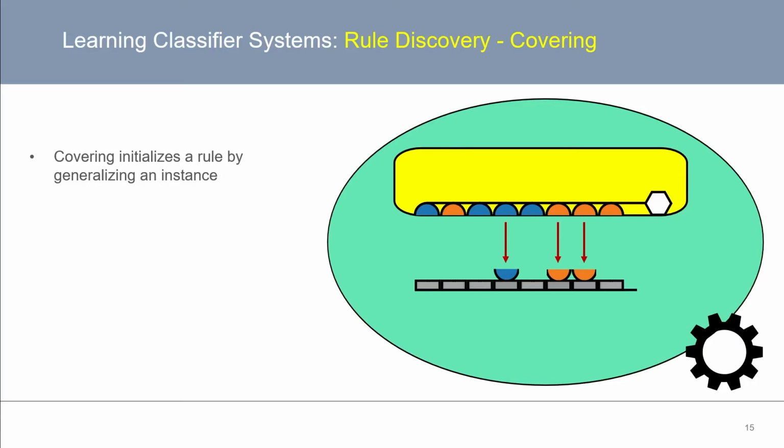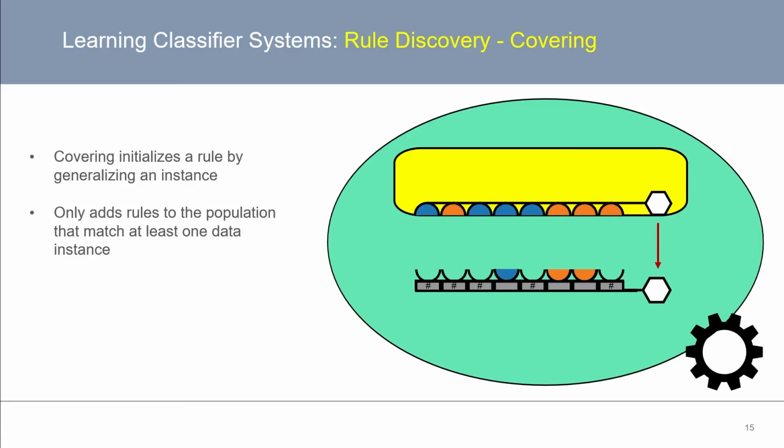If these features were quantitative instead of binary, LCSs can instead specify a random value range in the rule for each feature that includes the observed value from the training instance. All remaining features are generalized with wildcards, and the predicted outcome of the rule becomes the outcome label of the current instance. As mentioned, a key aspect of covering is that it only adds rules to the population that match at least one instance in the data, and this keeps the algorithm from searching irrelevant parts of the problem space.